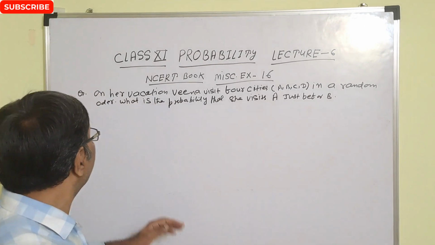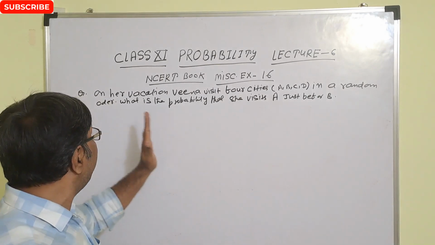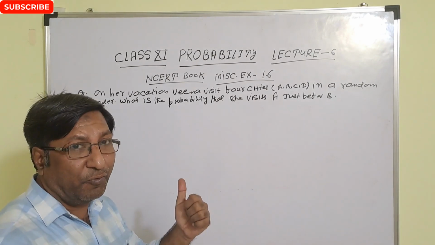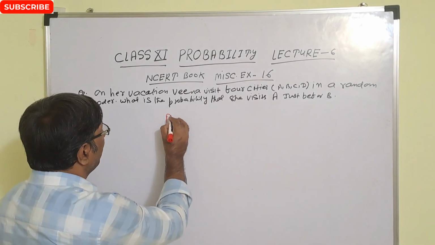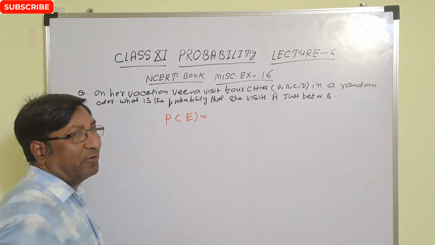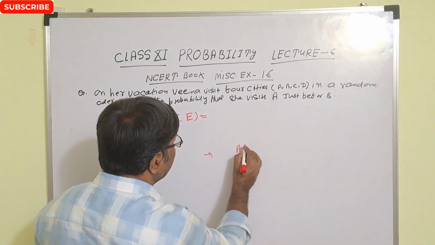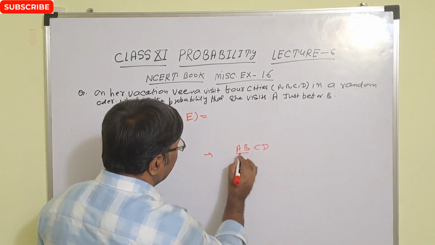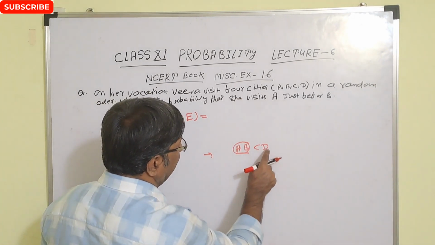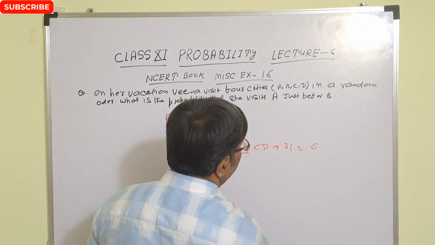Let us see the question. On a vacation we visit 4 cities A, B, C, D in a random order. What is the probability that she visits A just before B? For this type of question, probability of any event equals favorable outcome by total. Favorable is A just before B, that is A, B, C, D. So this fixed block is 1 unit, so 1, 2, 3: 3 units can be arranged in 3 factorial, and 3 factorial is 6.